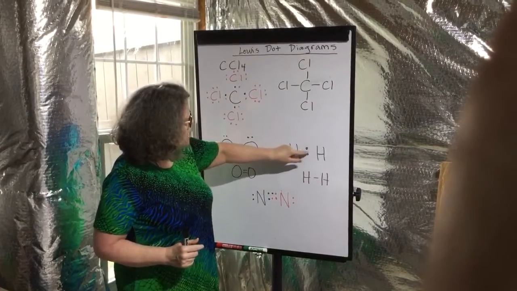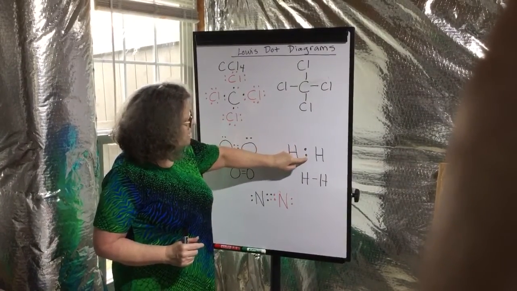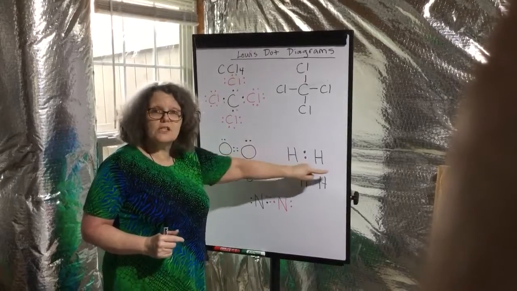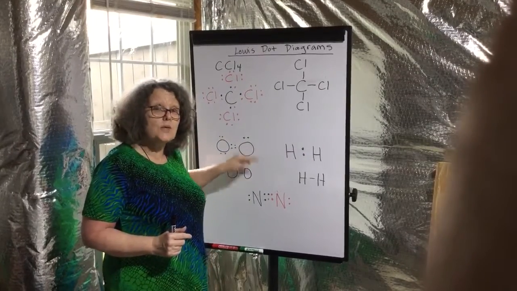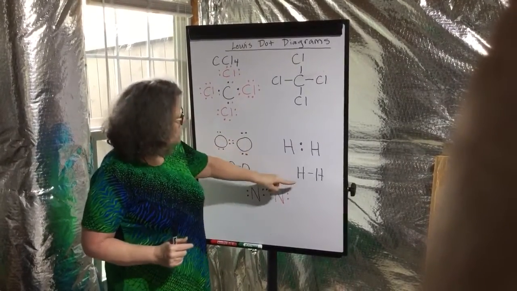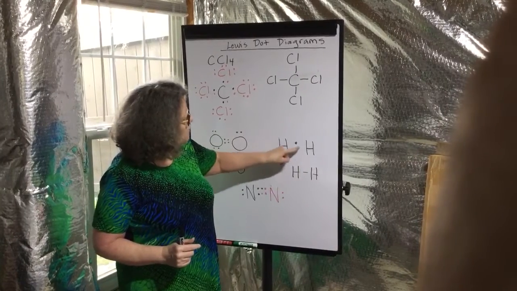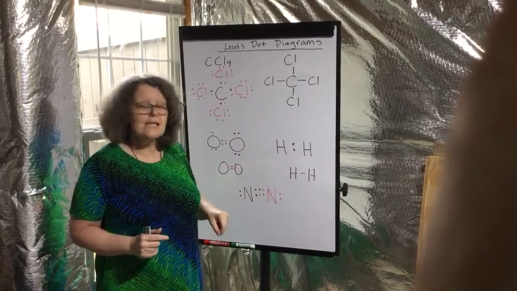Each hydrogen has 1 electron. When they share it, the energy level is full. The s now has 2. It's complete. 1s2 is complete. We can represent it with 1 line for 1 pair, and that represents a single bond.